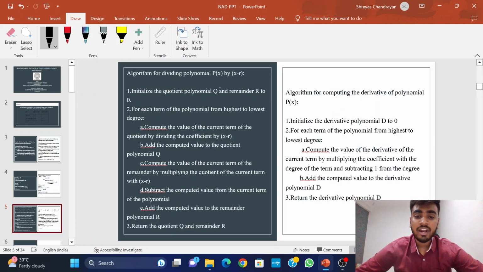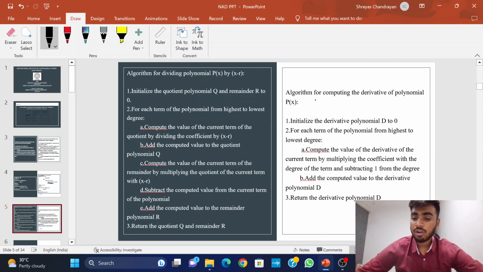Here is the algorithm for dividing polynomial P(x) by x minus r. Firstly, we initialize the quotient polynomial q and the remainder to 0. For each term of the polynomial from highest to lowest degree, compute the value of the current term of the quotient by dividing the coefficient by x minus r. Add the computed value to the quotient polynomial q. Then compute the value of the current term of the remainder by multiplying the quotient term with x minus r. Subtract the computed value from the current term of the polynomial, then add the computed value to the remainder polynomial r. Then return the quotient q and remainder r.